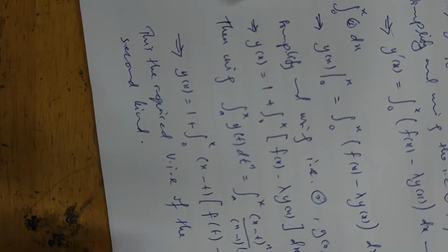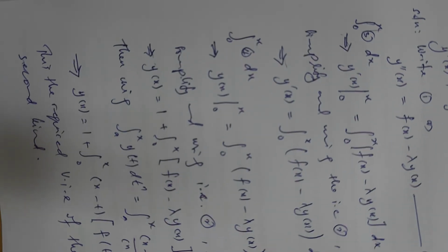Alright, so I'll give you another example. One more example. So the next example is how do we do both: converting from the initial value problem into the Volterra integral equation, then converting back from the obtained Volterra integral equation to the given initial value problem. Okay.